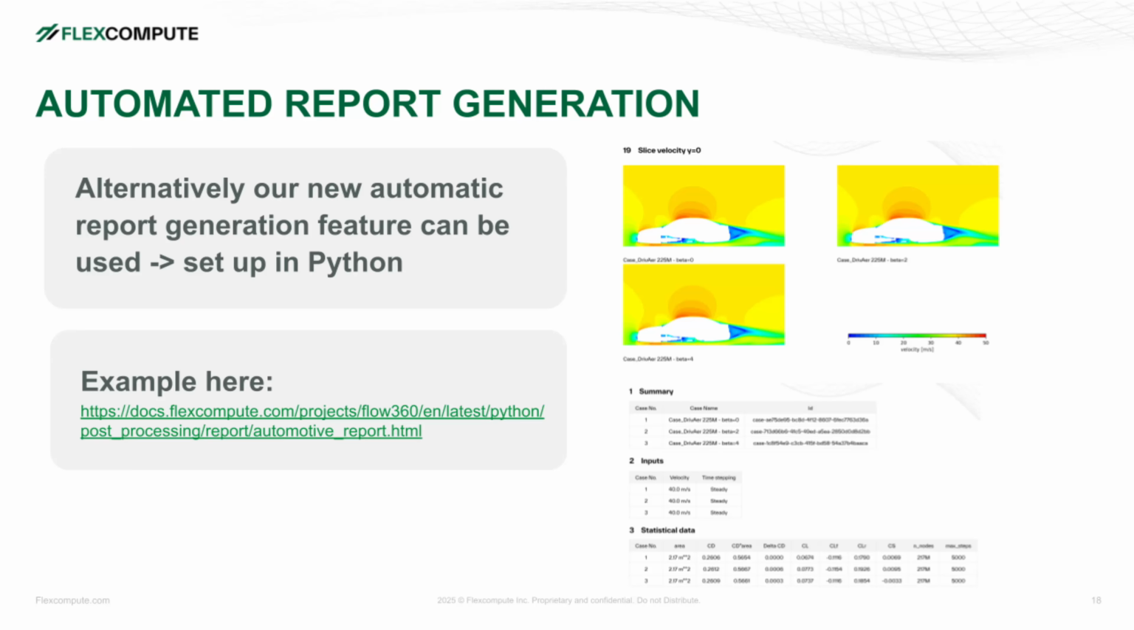The output of the report looks like this. It provides a summary of the cases run, the inputs and statistical data for each. All material from the Analysis tab, including the charts and visualization, can be embedded. This script can be customized to your needs to automate your post-processing workflow, all within Flow360.